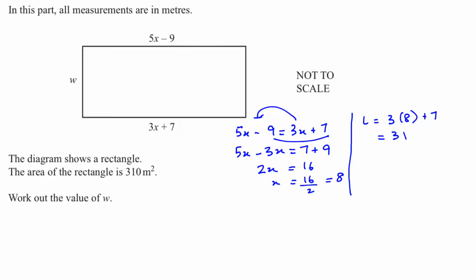Now that we have got our length, we need to find the width. Area has been given to us. To find the area of a rectangle, we use the formula length times width. Area is 310, length we found is 31. We need to find W. So we'll divide 310 by 31, and that will give us 10. 10 meters is equal to W.